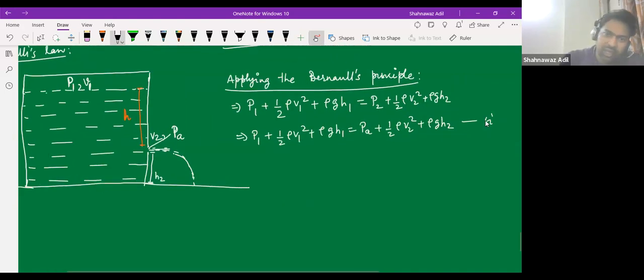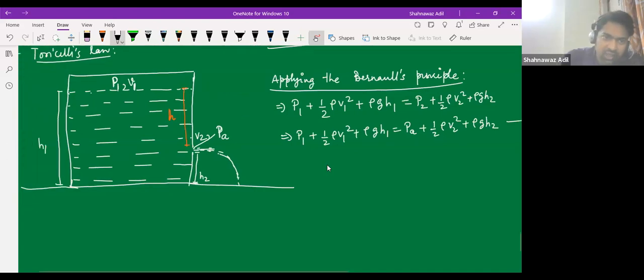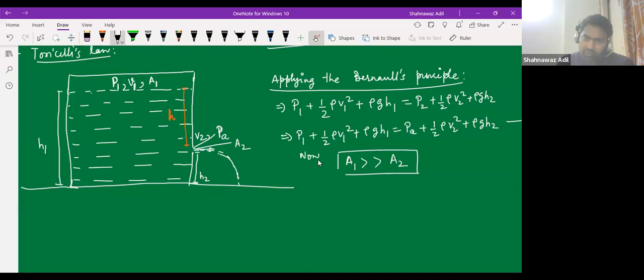Right. And now, can you guys tell me about the areas in these two parts? So this area is A1, right? So what we can write about the areas of this tank and the area of this hole. The area of the surface of the tank would be very, very greater than the area of the hole. Is this correct, guys? Yes, sir.